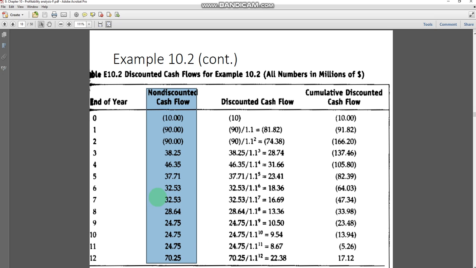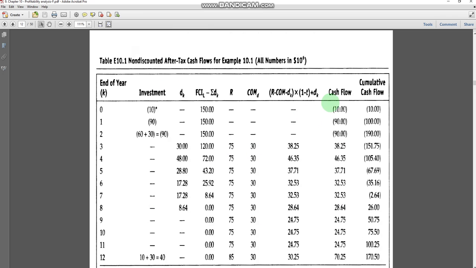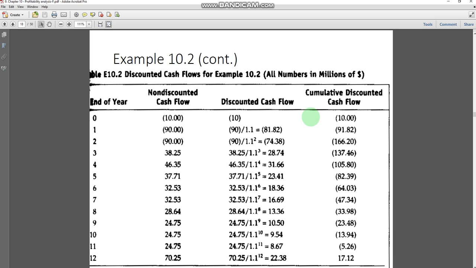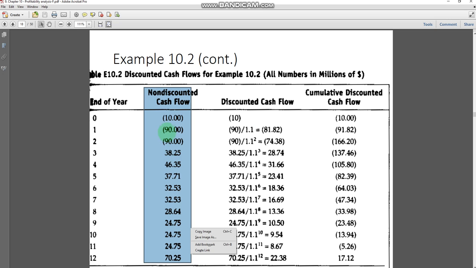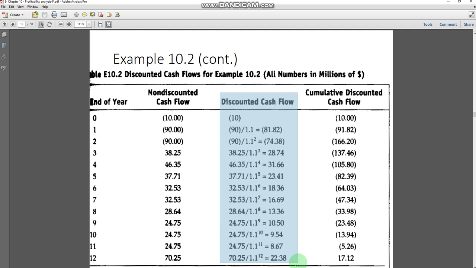For these non-discounted cash flows, if you go back to example 10.1, we have calculated this already. These are the numbers that we calculated for the non-discounted cash flow. So this will be the starting point for our analysis. Okay. So let's see how we can do this. Here again we have the non-discounted cash flows, and then we will try to calculate the discounted cash flows to incorporate the inflation or the time value of money.